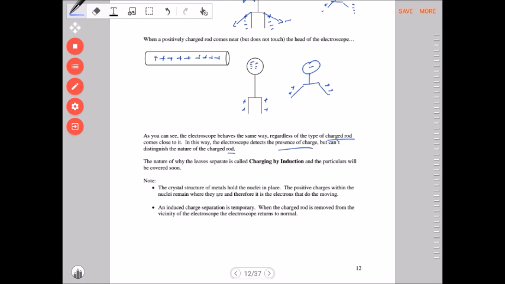The crystal structure of the metals holds the nuclei in place. The positive charges within the nuclei remain where they are, and therefore it is only the electrons that do the moving. An induced charge separation is temporary. If we took this positive rod away, all the electrons would go back and separate out, and the electroscope would return to normal. The leaves would come back together, and we would end up with straight hanging down leaves just like before. Okay, let's flip the page.